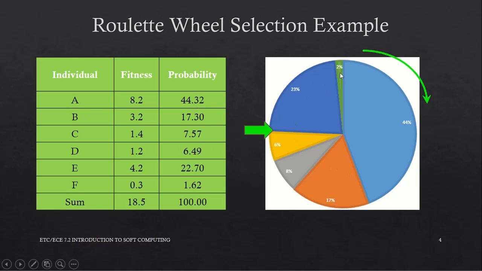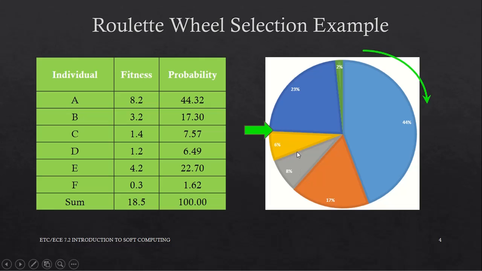How do you think the pocket size is calculated? The sum of the fitness values, the total, is 18.5 and 8.2 is 44.32% of 18.5. 3.2 is 17.30% of 18.5. 1.4 is 7.57% of 18.5. 1.2 is 6.49% of 18.5. And 4.2 is 22.70% of 18.5. And finally, 0.3 is just 1.62% of 18.5. The individual pockets then occupy the same percentage of area on the roulette wheel.